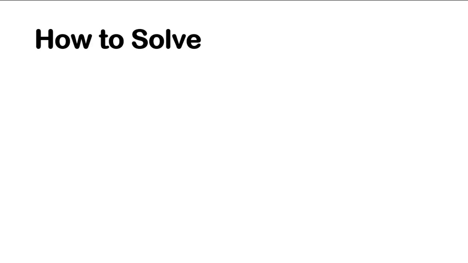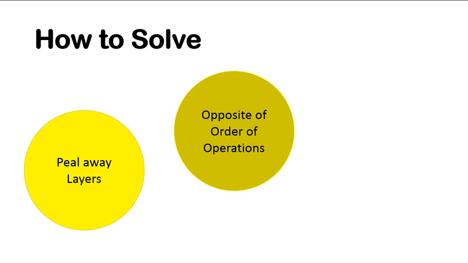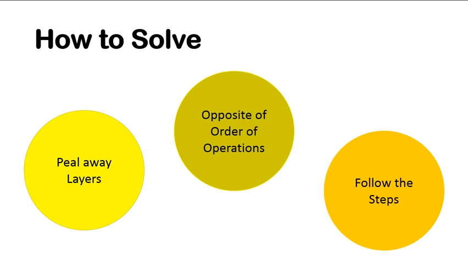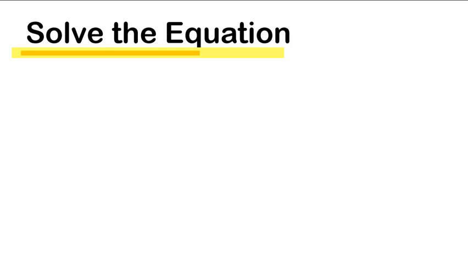First off, how to solve multi-step equations. We are going to look at our equation and we're going to peel away the layers. Sometimes this is taught as the opposite of the order of operations. Both ways are fine, both ways are correct. I like to think of it as peeling away layers. And you're going to need to follow the three steps that I give you for solving equations. That's it. Let's go ahead and get started with our first example.